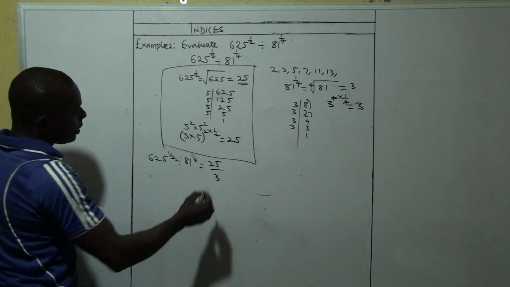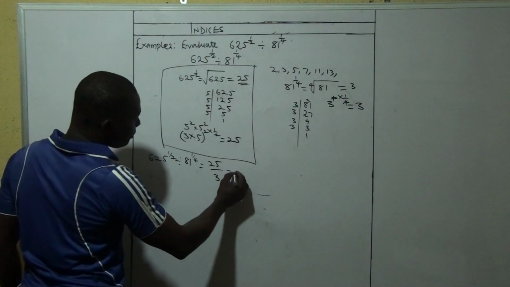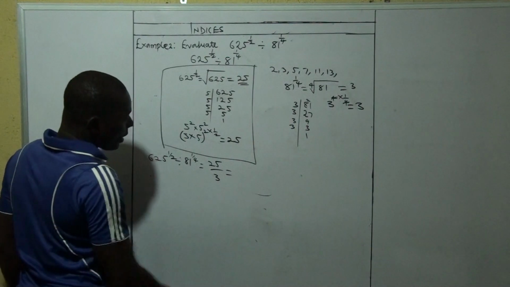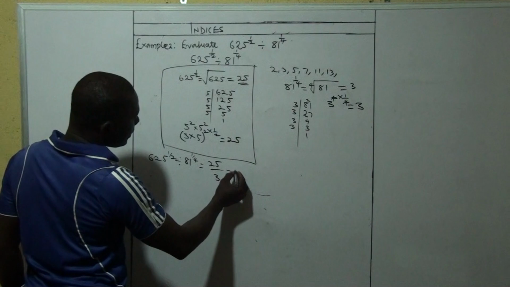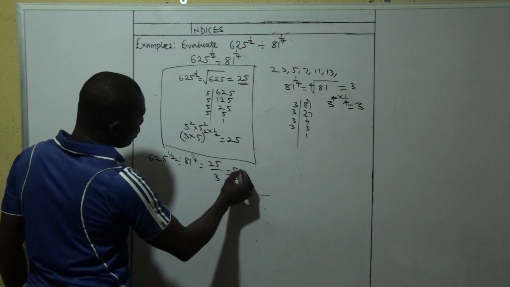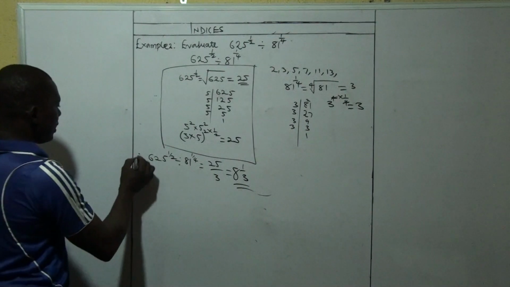So here you can put your answer as a mixed number. How many 3s can we get in 25? That will give us 3 times 8, 24. So it's 8 whole number, 1/3. This is our answer for that.